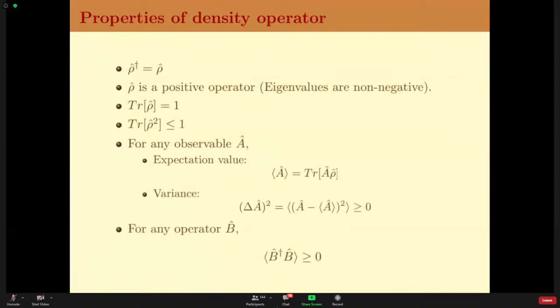Okay, so now the properties of the density operator. The density operator is a Hermitian operator, and it is a positive operator. Specifically, it's positive semi-definite, meaning the eigenvalues are non-negative, and the trace of rho is equal to 1. The trace of rho squared is equal to 1 for a pure state, and it's less than 1 for a mixed state. For any observable A, the expectation value of the observable is written as the trace of A times the density operator, and the variance of this observable is given here, and this variance is a non-negative value.